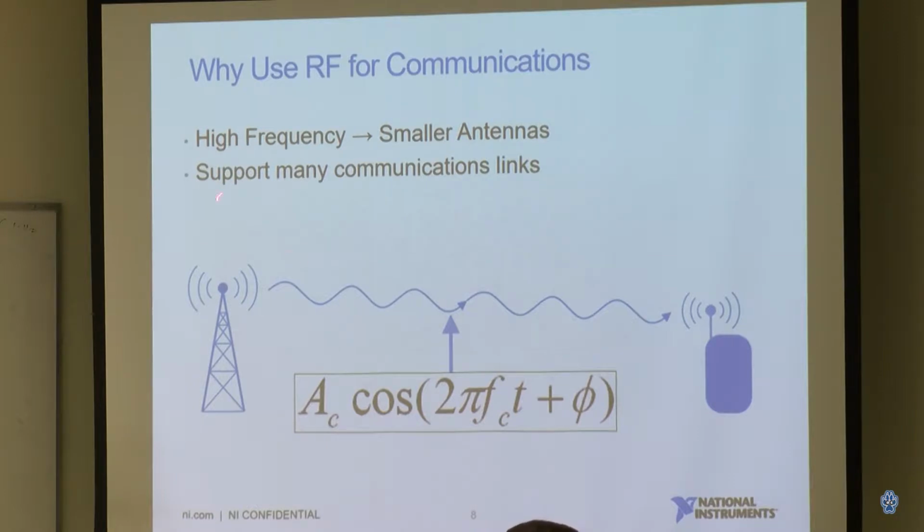And a higher frequency can support many communication links, because higher frequency can support higher bandwidth, and with higher bandwidth you can have more data acquisition and processing. So for example, you have a signal tower, you send an RF signal to your receiver, like a cell phone, and the cell phone uses the antenna to receive the signal. All the RF signals can be represented by a general sinusoid signal.